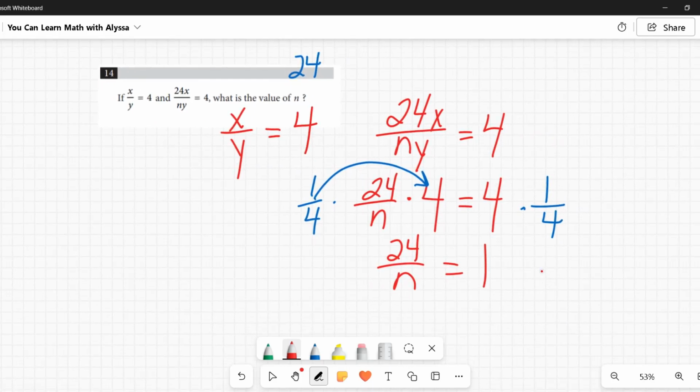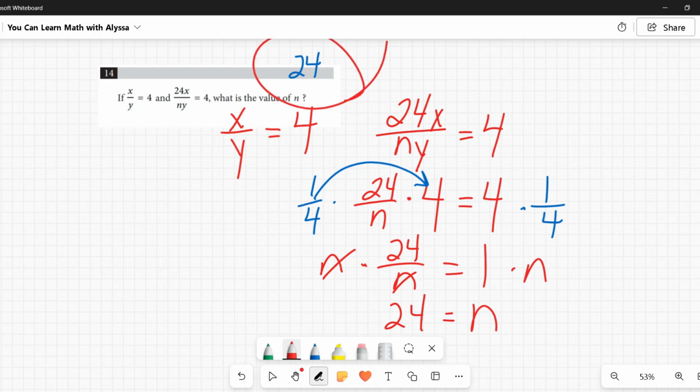To solve for n, I need to get it out of that denominator. So I'm going to multiply both sides by n. On the left, those n's cancel out, and I just have 24. And on the right, 1 times n is just 1n, or n. And there you go. That's the more strictly algebraic way of looking at it. So either way you look at it, as either an algebra problem or a mathematically inclined logic problem, you're going to get to that same answer, that n is 24.